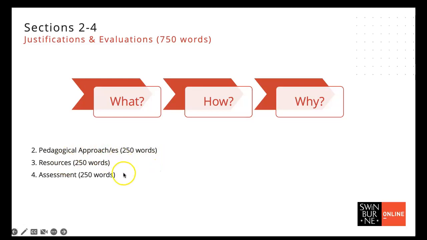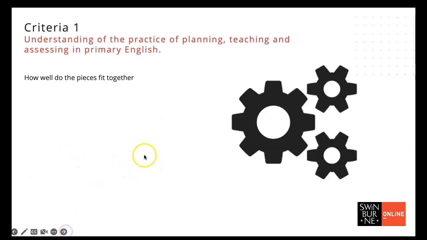You've got your resources and you've got your assessment. So criteria 1 is understanding of the practice of planning, teaching, and assessing in primary English. So how well do these pieces fit together? It's really about you being able to justify and explain all of the different pieces. You've got your planning. You're showing us that you're able to plan a series of lessons and that your teaching and assessments fit together.